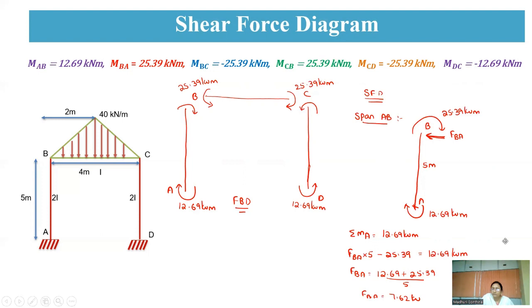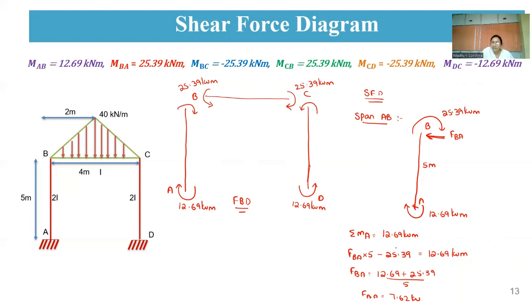So now, as we are getting FBA, FAB should be in the opposite direction. That implies FAB plus FBA should be equal to 0. So FBA should be minus of FAB. So that means this will be in this direction. So that is your FAB, right? So I can just write down FAB is equal to 7.62 kilonewton, which is in this direction. And then FBA will be equal to 7.62 kilonewton, opposite direction.